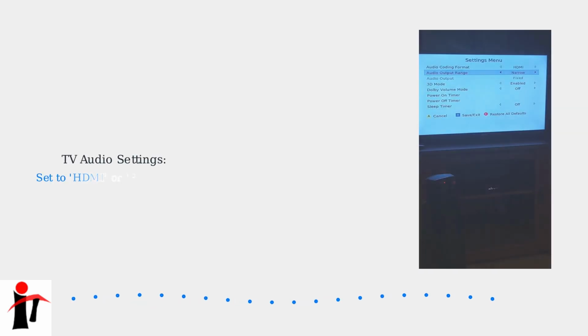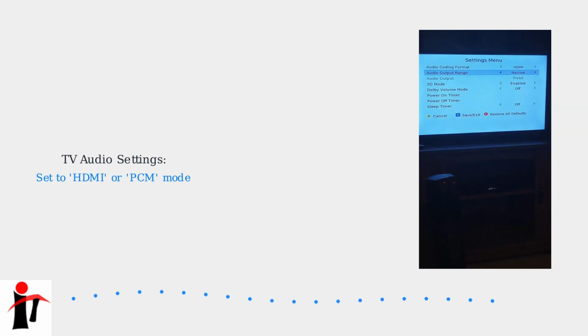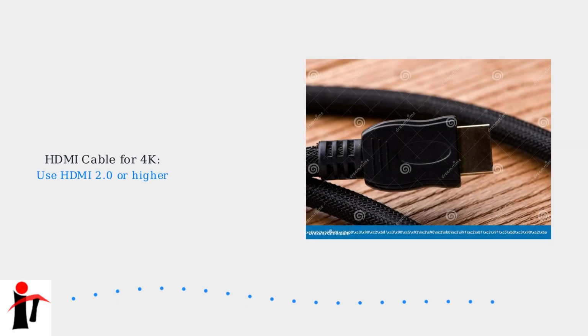If basic troubleshooting doesn't work, delve into advanced settings. Check your TV's audio settings and ensure it's set to HDMI or PCM mode, avoiding conflicting formats. If you recently upgraded to a 4K Spectrum box, verify you're using a high-speed HDMI cable, HDMI 2.0 or higher, to ensure proper audio transmission.